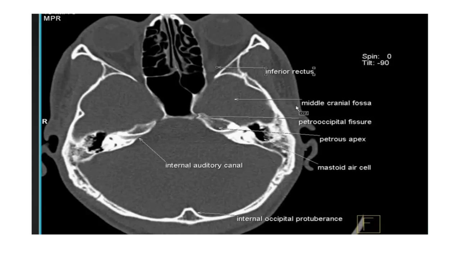And here we can interpret these are the ethmoidal sinuses. This is orbit. This is the inferior rectus muscle. This is the medial rectus muscle, and this is the lateral rectus muscle. And this is the middle cranial fossa, and this is posterior cranial fossa, and this is the petrous bone, and this is apex of the petrous, and this is the petro-occipital fissure, and these are the mastoid air cells.